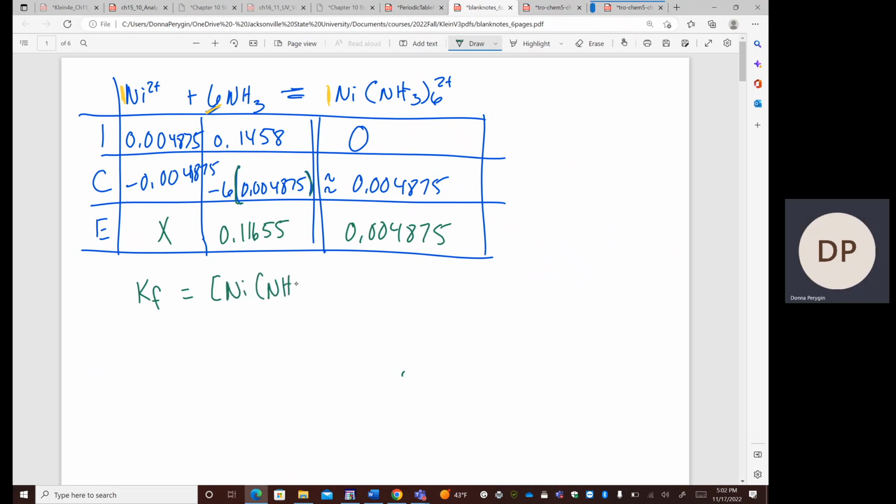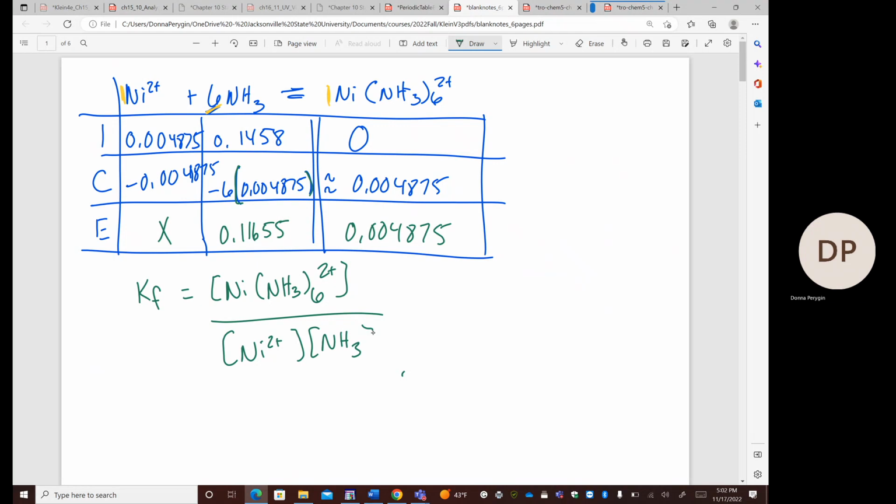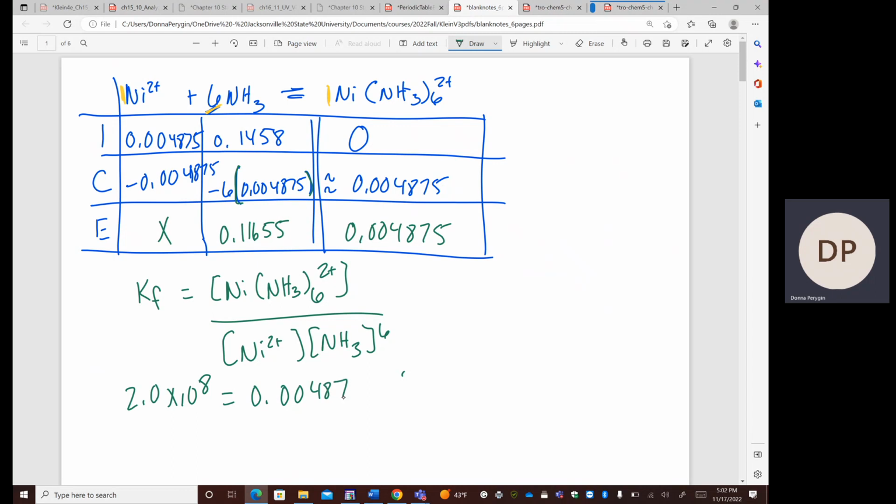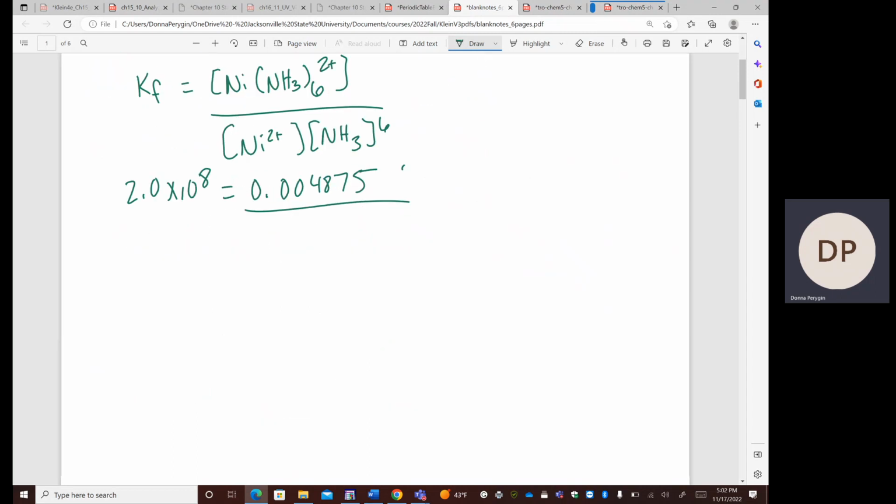Nickel, ammonia complex divided by nickel times ammonia to the 6th. Okay, so our K sub F for this is large. It's 2 times 10 to the 8th, is equal to 0.004875. These are our equilibrium values.